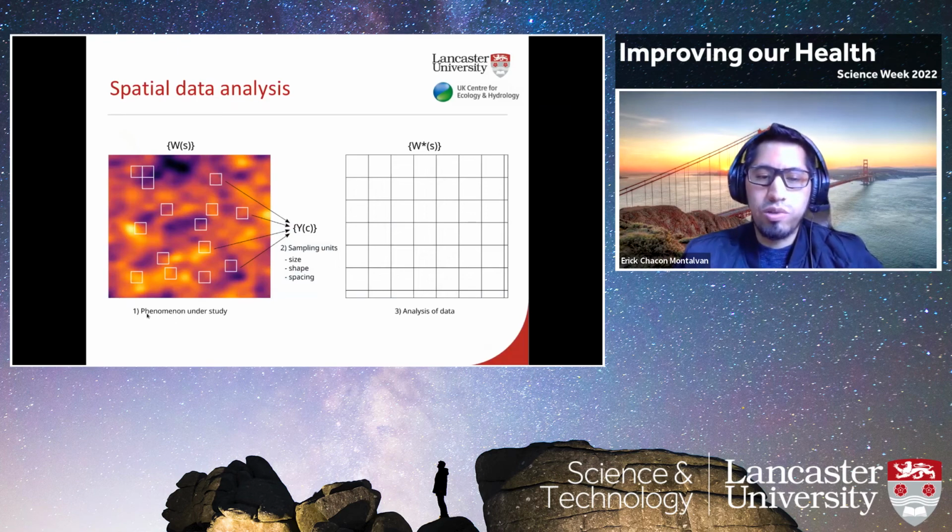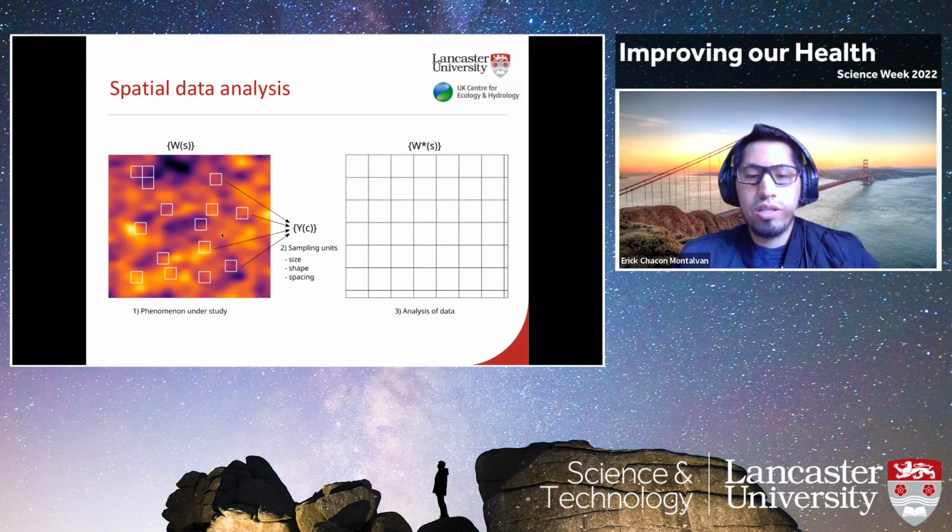The first one is with respect to the phenomenon under study. Here, this phenomenon is represented with a heat map where the lighter colors have higher values and the darker colors have lower values. You can think of this phenomenon, for example, as the risk of having a disease, or the risk of having a particular health status, or maybe some environmental variables or processes like precipitation and temperature. And in this case, the support for this process is continuous, because we can observe, like you have observations at any point inside this bigger square.